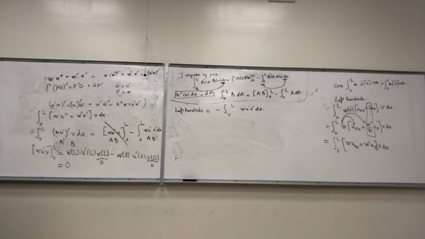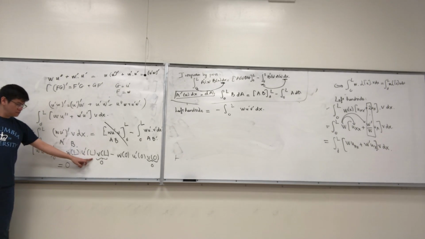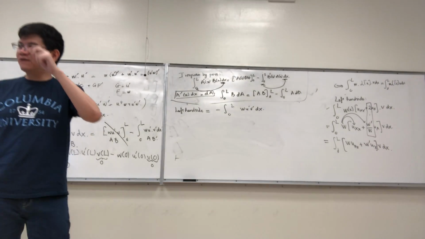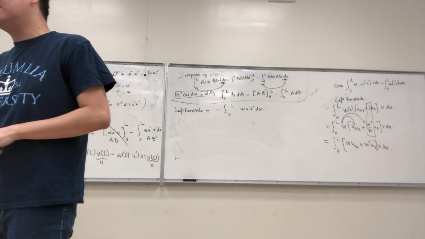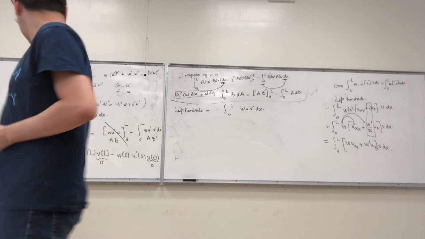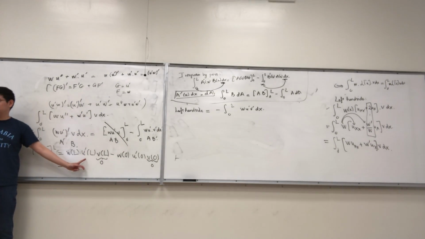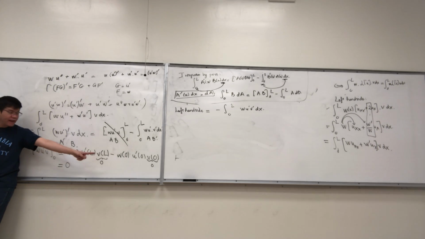Yes? Questions? You said equal to 0 because of boundary conditions. Would that only be the case if the boundary conditions were homogeneous, right? Yes. So if they weren't homogeneous, would this still work? If it is inhomogeneous, then you have to play a little bit more, right? So you have boundary conditions for U prime at L and 0. So you have to use that.